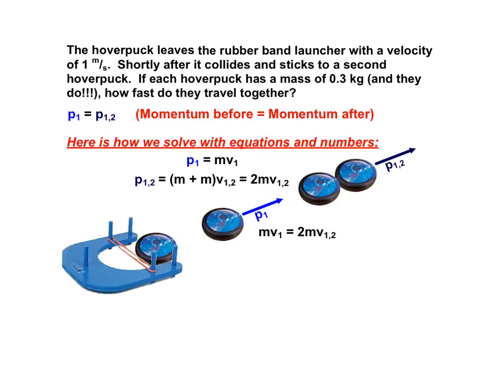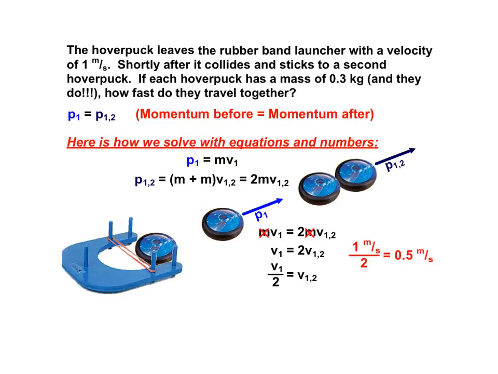And we set P before equal to P after and solve for what we initially were asked for, which is how fast do they travel together, in other words, V with the subscript 1, 2. The masses cancel out, we divide the 2 to the other side, and as we expected, we end up with V1 over 2, or half of V1, being the velocity of the combination after the collision.